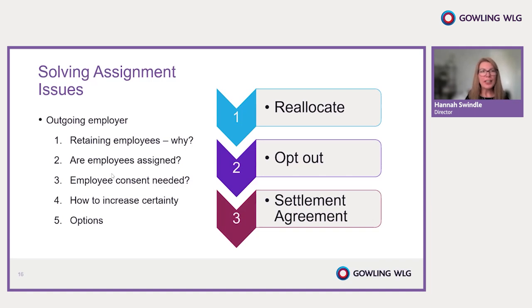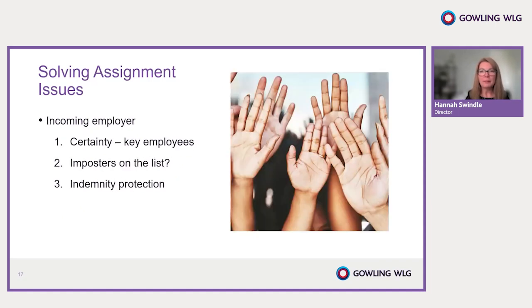So now if I turn to look at the incoming employer's side, you're usually going to want a clear list of who's going to transfer as well. Knowing who you're going to get enables an incoming employer to determine whether it's got enough headcount to provide the services from day one. Does it have the key skills or knowledge that it's counting on to be able to provide the services and ensure that smooth transition for the customer?